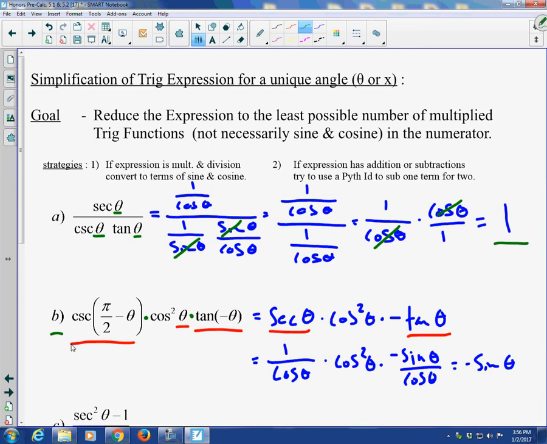So right here, our secant is going to be 1 over cosine. We've got cosine squared, which we're just going to let be cosine squared. And we've got our negative tan of theta, which we can convert to negative sine theta over cosine theta. And then right here, what we're going to see is our cosines cancel out. So we've got our cosine in the denominator of our first multiple, canceling with one of the two cosines we're multiplying in the numerator of that second multiple. And then the cosine in the denominator of the last multiple cancels with the second cosine we're multiplying in that second multiple. And we reduce down to just negative sine of theta.